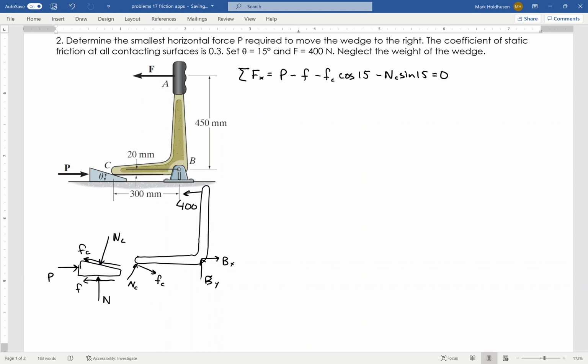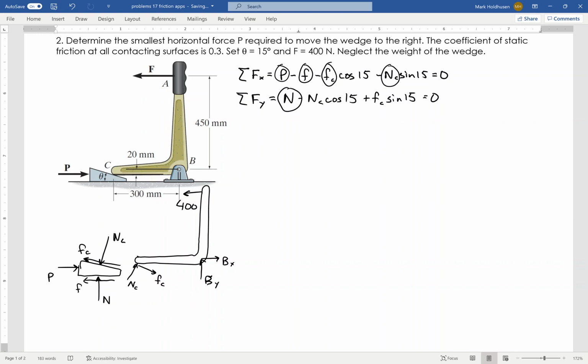I do the same thing with my Y direction. I'm going to have N straight up. I'll have the NC cosine 15 down. Okay, my friction is going to be positive. It's up just a little bit, which will be FC sine of 15 equals 0. Okay, so at this point, I've got 1, 2, 3, 4, 5 unknowns. Okay, 2 equations, that's not enough.